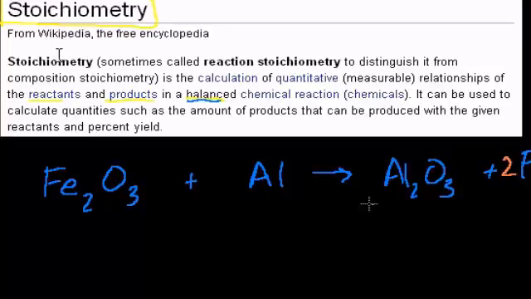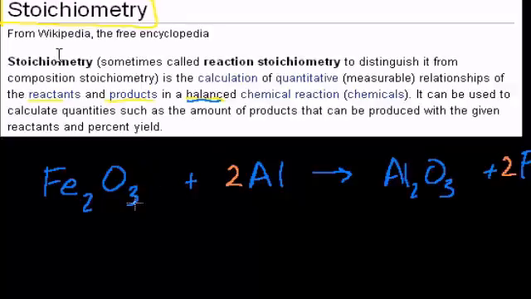That looks good. Aluminum, on the left-hand side, we only have 1 aluminum atom. On the right-hand side, we have 2 aluminum atoms. So we have to put a 2 here. And we have balanced this equation. So now we're ready to do some stoichiometry.